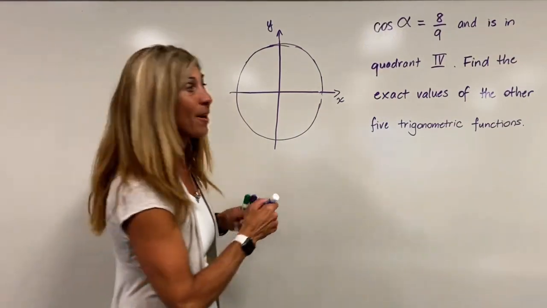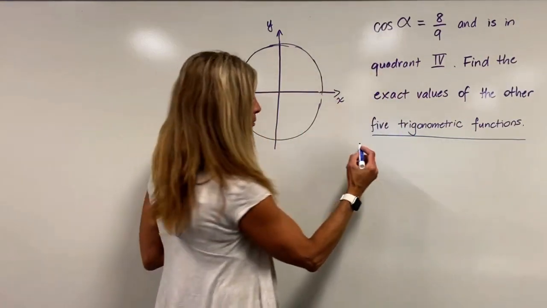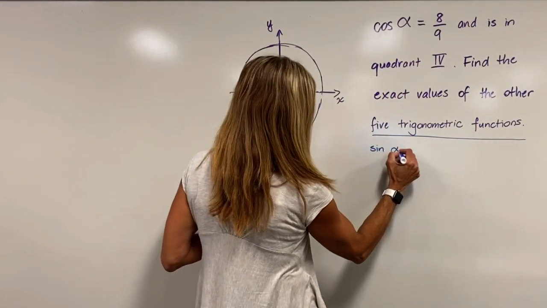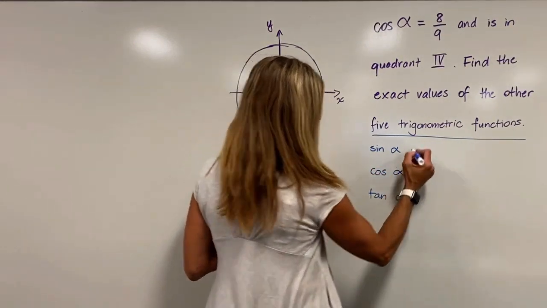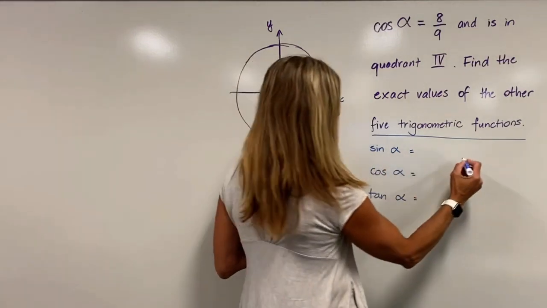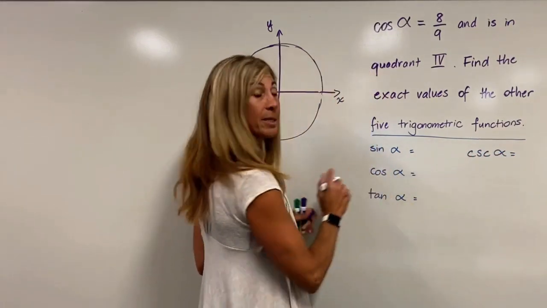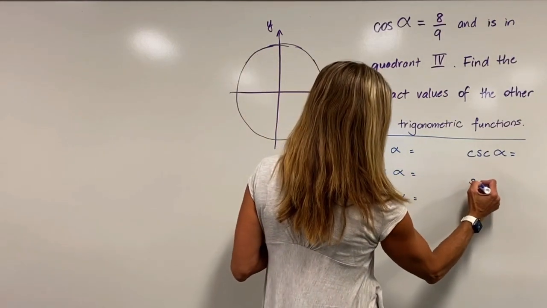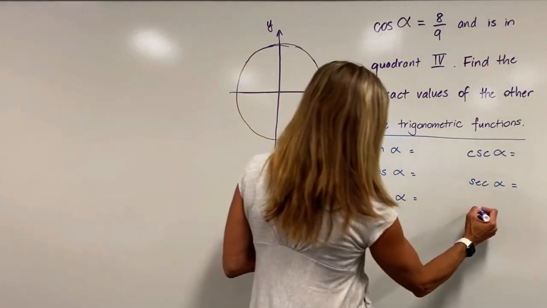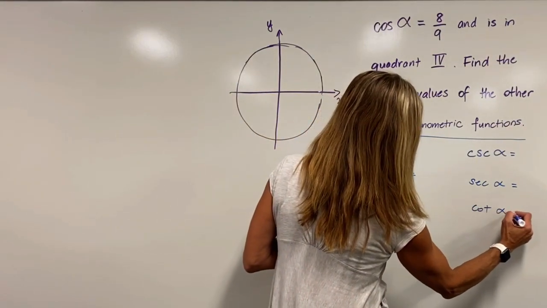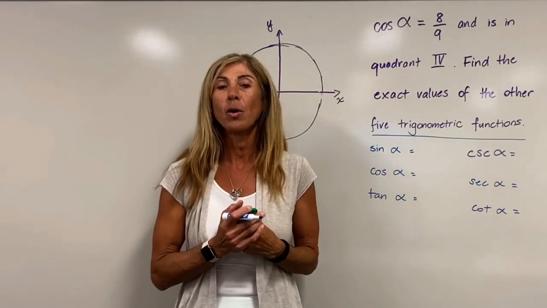Now recall our 5 trigonometric functions. What are those? The other 5. We're talking about sine of alpha, cosine of alpha, tangent of alpha, the reciprocal of sine, which recall is our cosecant of alpha, the reciprocal of cosine, which is our secant alpha, and the reciprocal of tangent, which is our cotangent alpha. So before we begin these problems, always visualize.